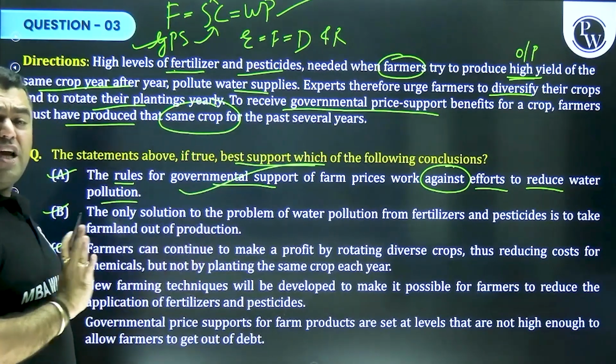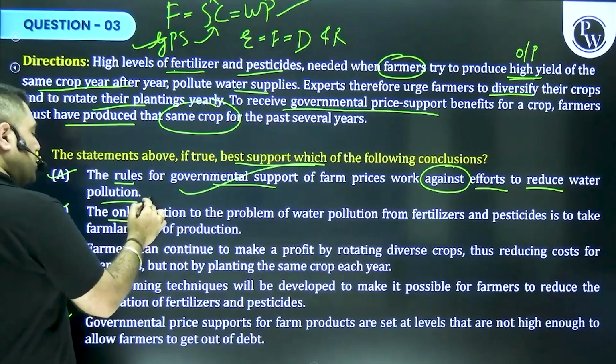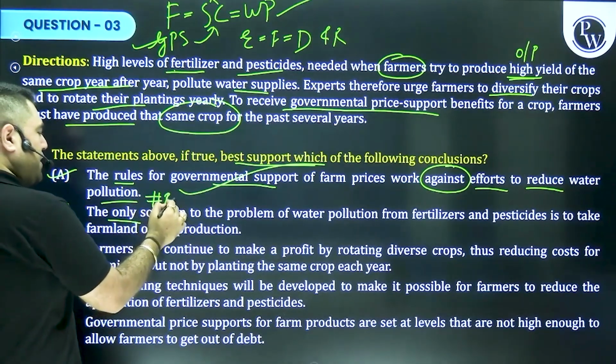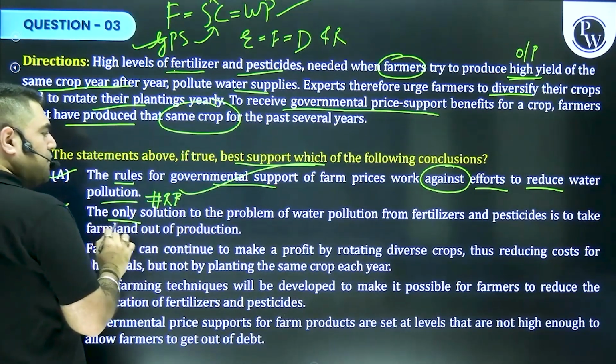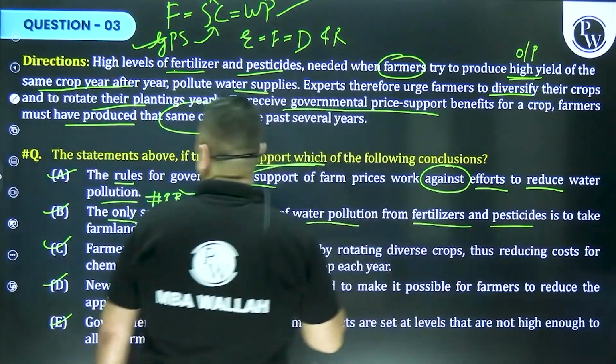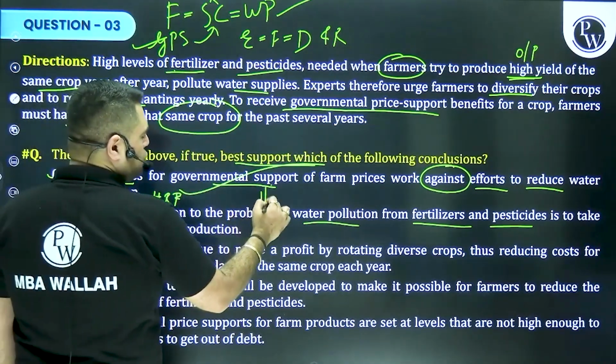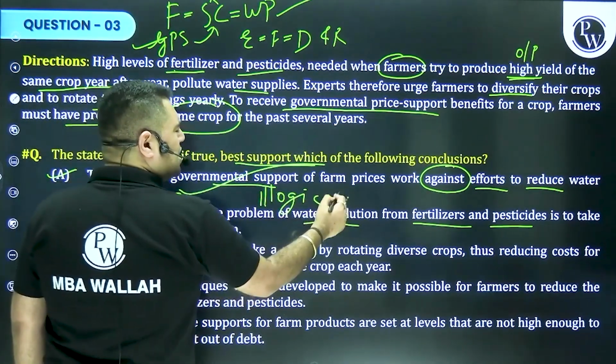Only equation mapping. Check it. B: The only solution, hashtag red flag because it is extreme, to the problem of water pollution from fertilizers and pesticides is to take farmland out of production. This is illogical. I love it. Farmer log ko hata rahe hain, best hai.